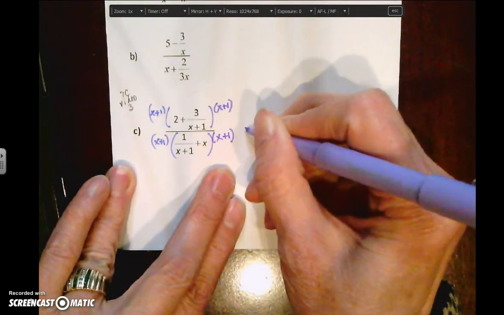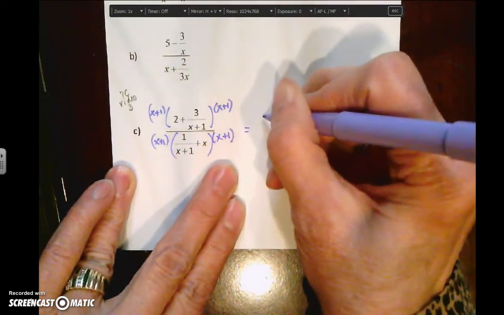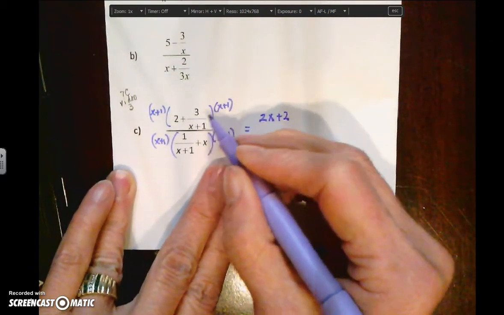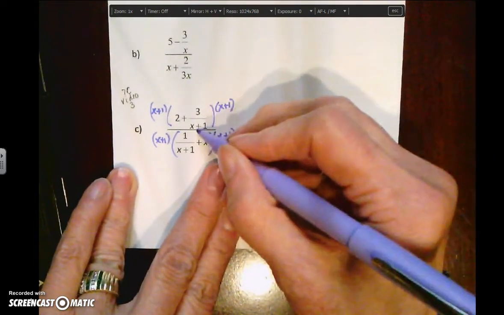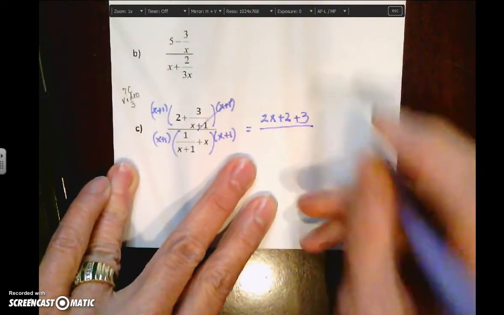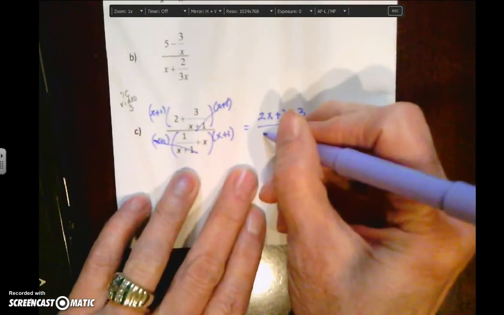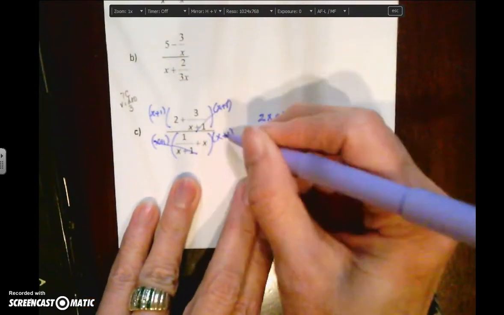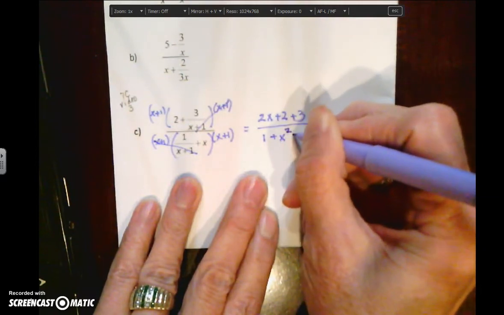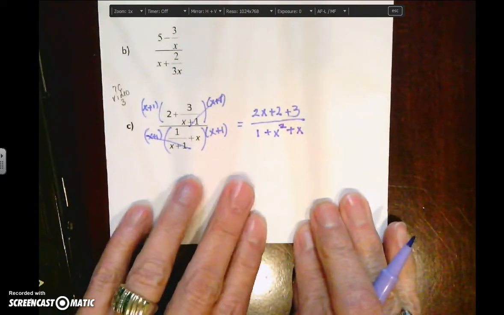All right, so when we do this, I get x plus 1 times 2, so I'm going to distribute that through and get 2x plus 2. And then when we multiply it times the second one, the x plus 1s are going to cancel, and that's just going to leave me with a plus 3. Divided by, then distribute it through the denominator, so here my x plus 1s cancel, and I get 1. And then when I multiply it times the right side, distributing it through, I get x squared plus x.